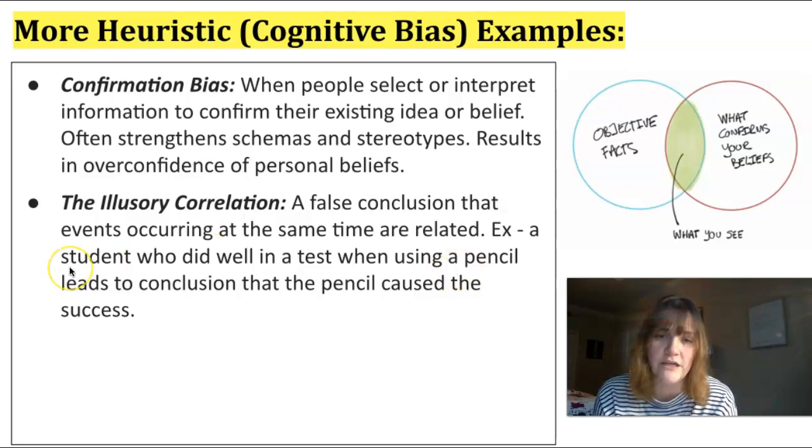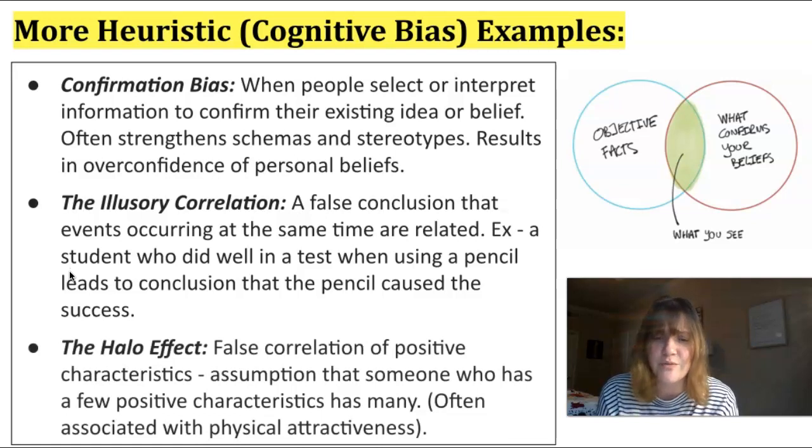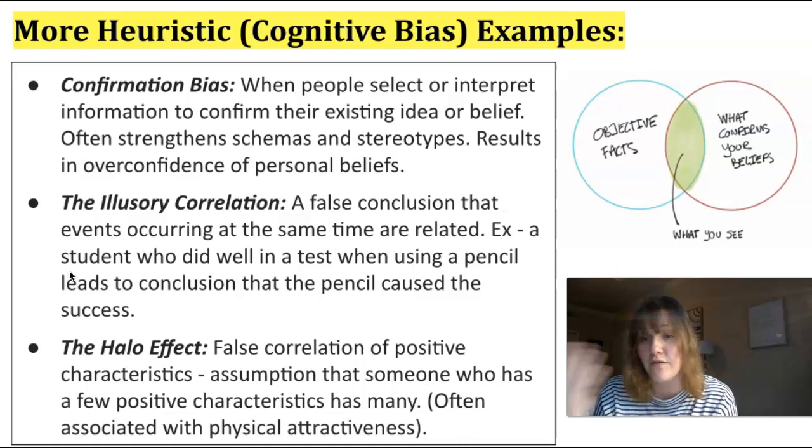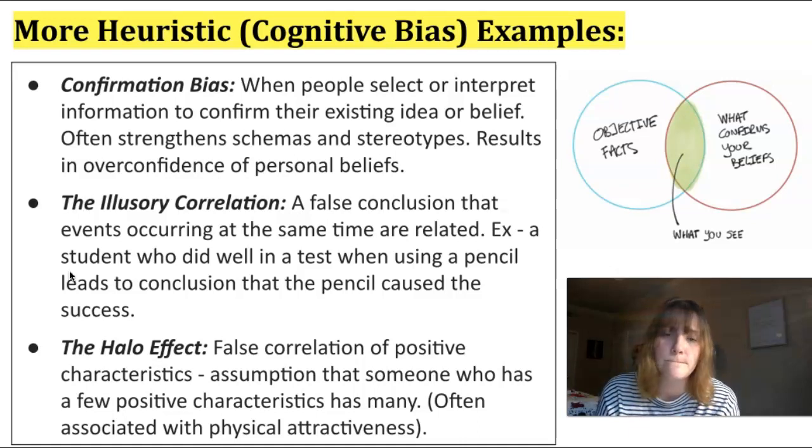So an example would be a student who did well in a test when using a pencil leading to the conclusion that the pencil caused the success. Another example could be the halo effect. The halo effect is a false correlation of positive characteristics. So an assumption that someone who has a few positive characteristics has many, and we often associate this with physical attractiveness. So people often assume if someone is physically attractive, then they're going to have other positive traits as well.